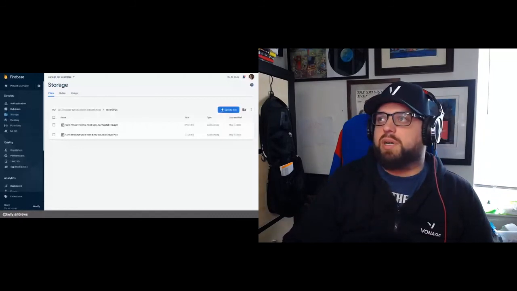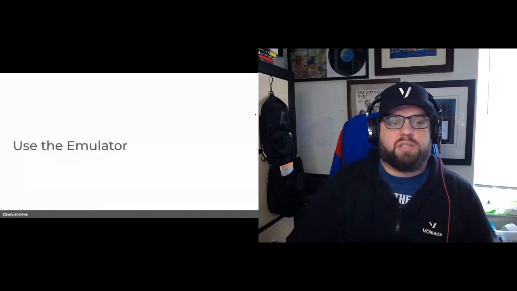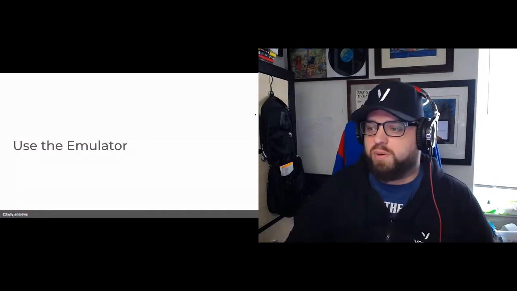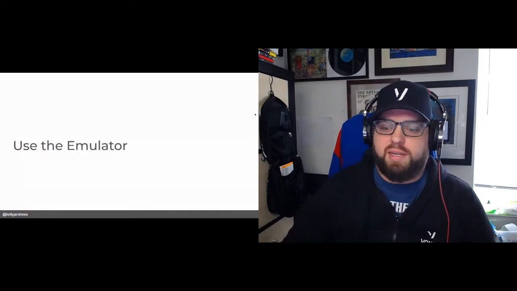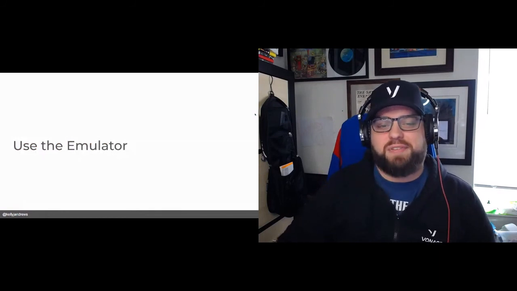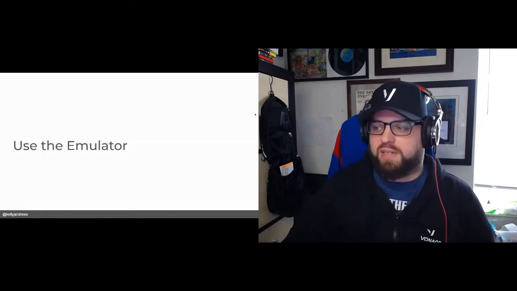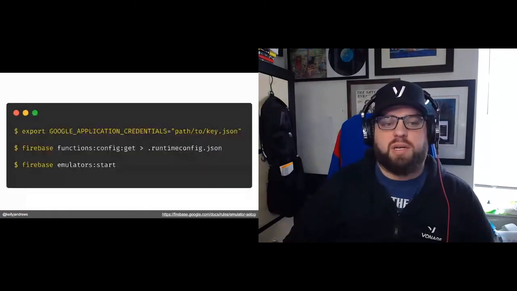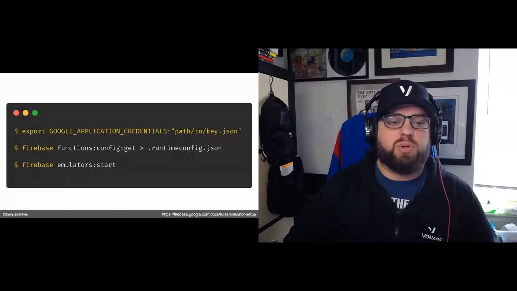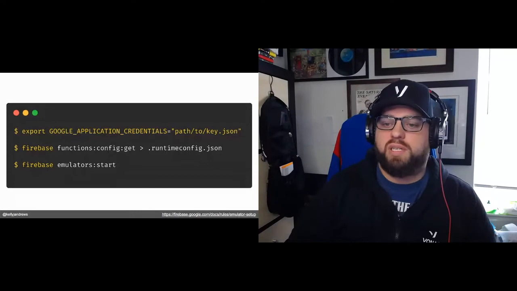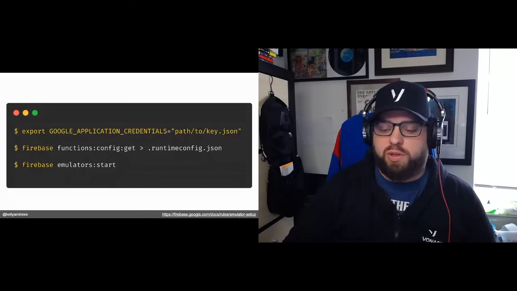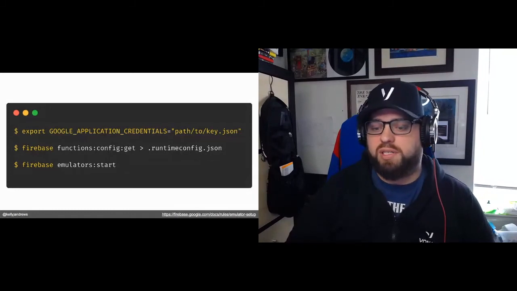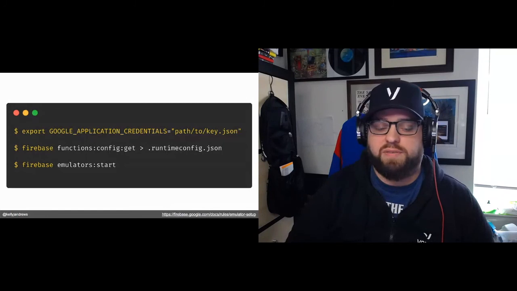Okay, so some tips and tricks, and I will get through these pretty quickly. So use the emulator. I struggled with just speed for a while and realized this emulator exists for a reason. And once you figure out how to use it, there's a couple of pieces that you have to set up. But once you get it going, you get your Google app credentials, and then you set that up, and then you pull down the Firebase functions configuration into a runtime JSON file, and then you start the emulator, and now you can just save it and run all these functions right off your machine, which is fantastic.